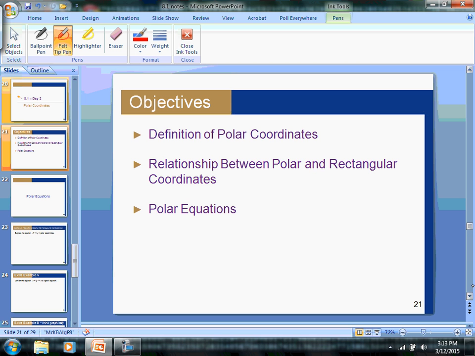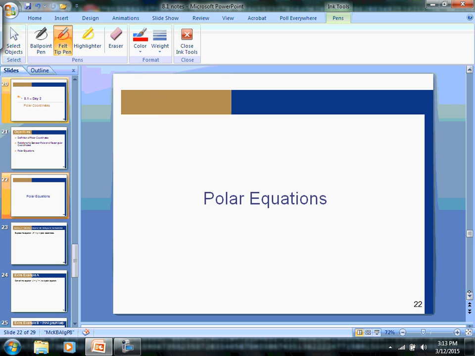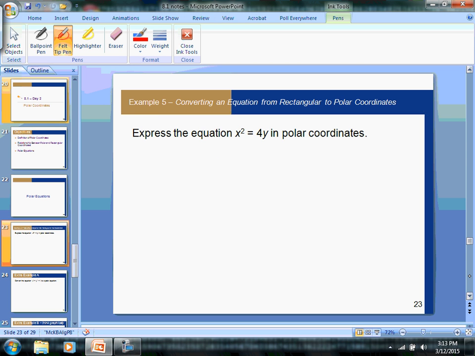And today we're going to finish talking about converting between polar and rectangular coordinates, but we're going to focus more on dealing with that conversion in an equation format. So we're going to take an equation that's written in either polar or rectangular coordinates, and we're going to convert it to the other one.